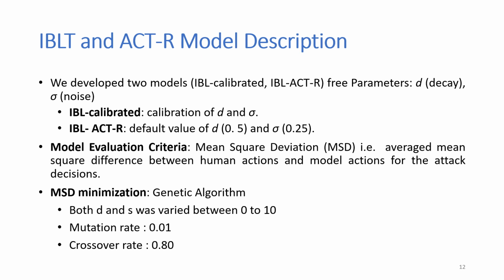For the calibrated parameters, we did calibration on the data collected from the human experiment, and we found the values of the memory decay D and the noise parameter. For this we used a genetic algorithm to optimize, minimizing the mean square deviation error. Also, for the ACT-R model, we had set the values of memory decay and sigma, that is noise, as 0.25 and 0.5.